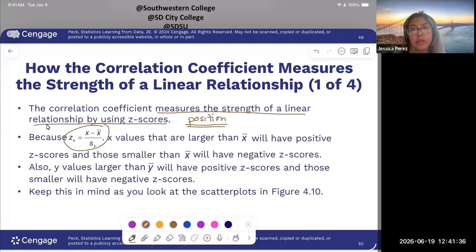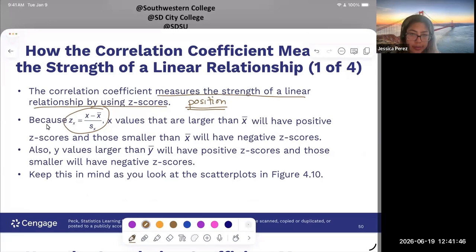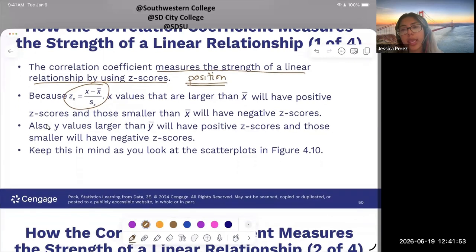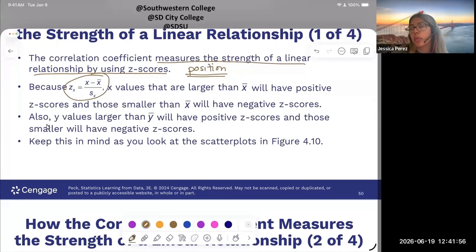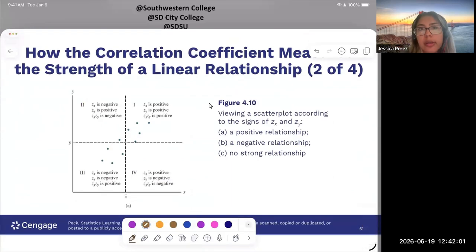Now, values that are larger than x bar will have positive z-scores, and those smaller than x bar will have negative z-scores. Also, y values larger than y bar will have positive z-scores, and those smaller will have negative z-scores. Keep this in mind as you look at the scatter plot in figure 4.10. What do we see here? This is our diagram, viewing a scatter plot according to the signs of z of x and z of y: a positive relationship, a negative, and a not so strong one.